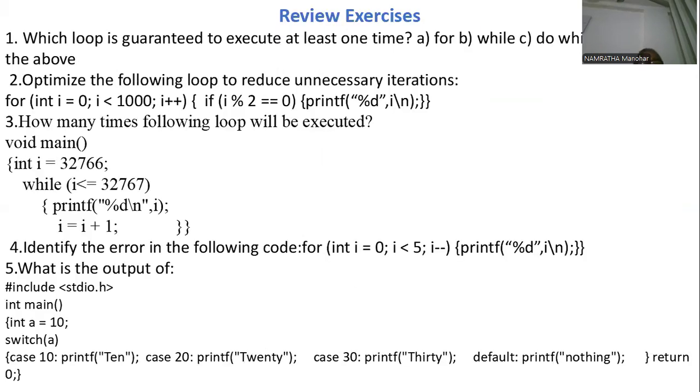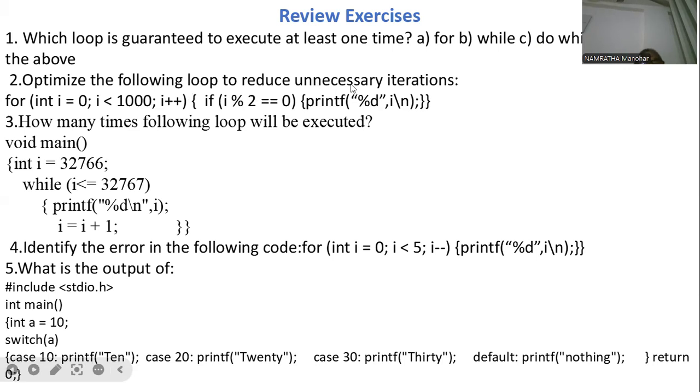Now we'll see some review exercises. Which loop is guaranteed to execute at least one time? These are the most important questions that will be asked in your competitive exams, and even in interviews. The options are for loop, while loop, do while loop, or none of them. You have to select one of them, and please check your answers.